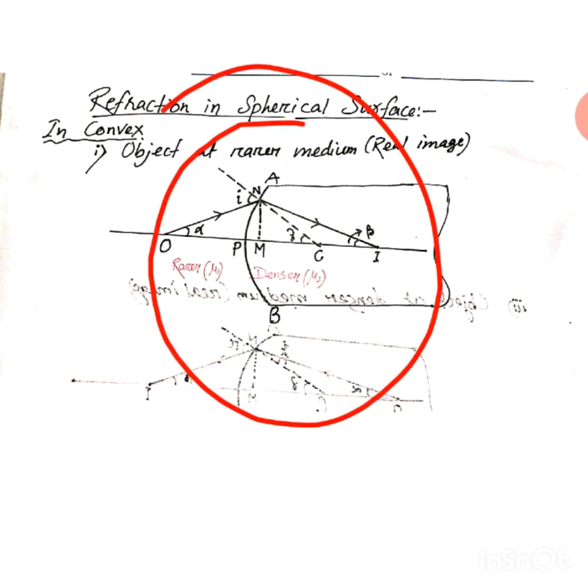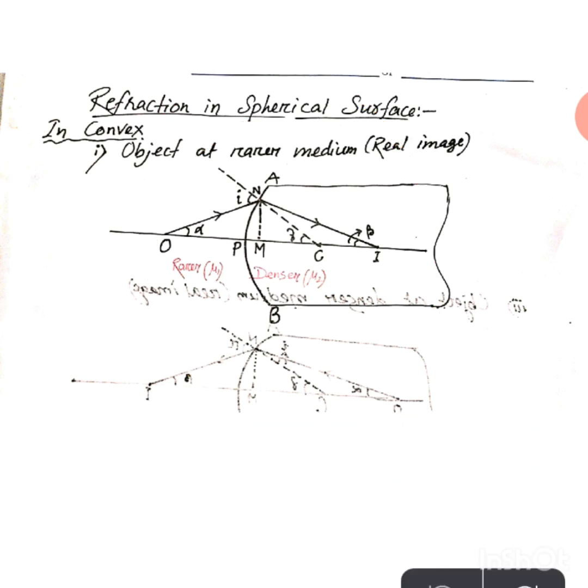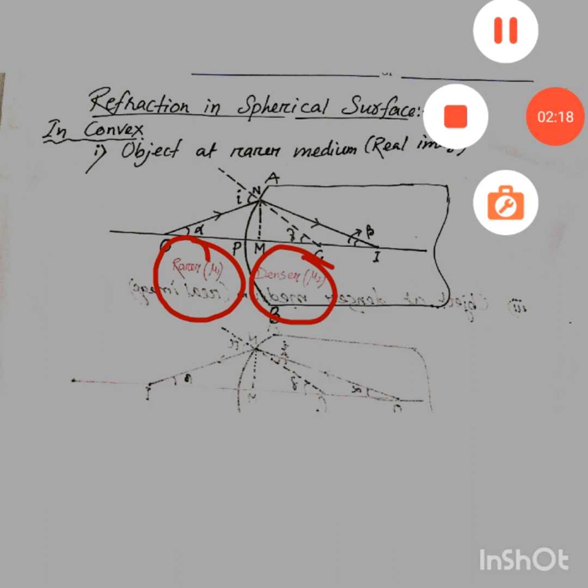Why will it be a convex surface? Because here you see, this spherical surface is made up of glass. Okay, this part is glass, understood? That's why we are writing here, this is the denser medium. Why is it the denser medium? Because it is glass. Why is the other the rarer medium? Because we can take air or another medium, but that is the rarer medium, and glass is the denser medium here.